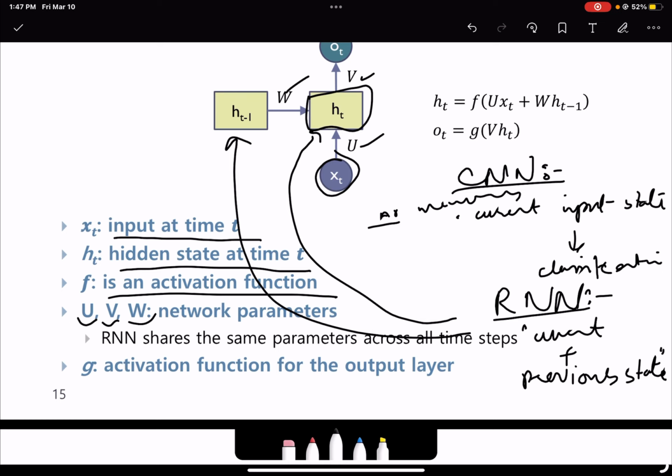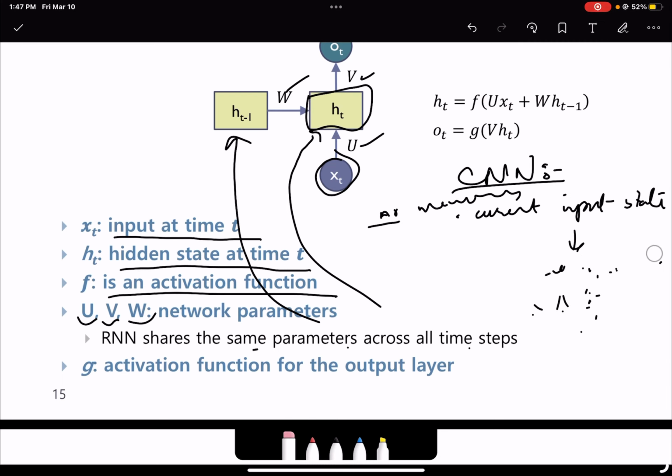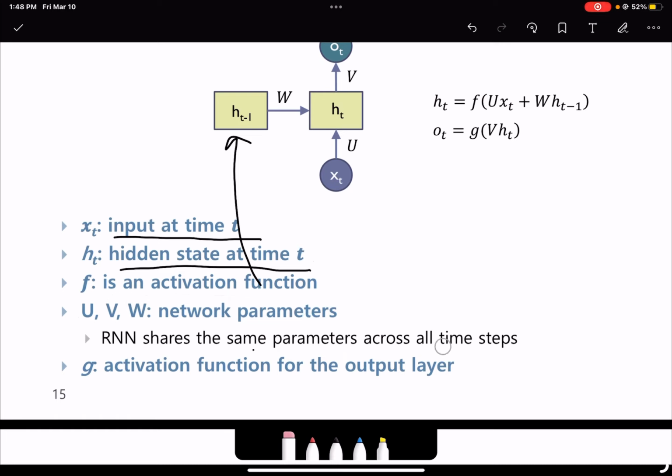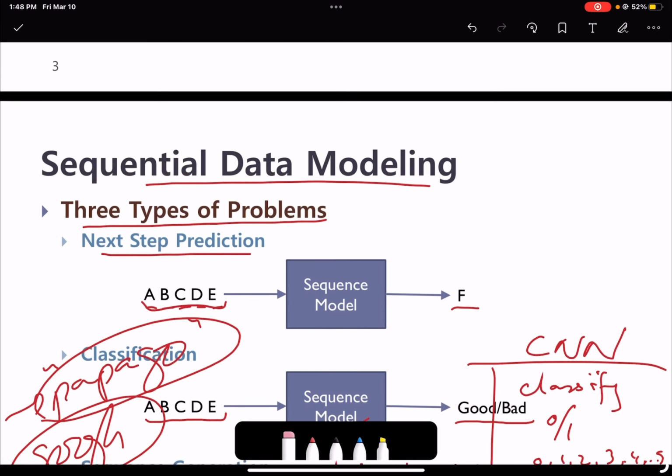Remember one more piece of information I want to give you here: these U, V, W share the same parameters across all time steps. So here we have come across a new concept of time steps. What are time steps in your recurrent neural network or LSTM networks? Let's have a brief discussion on the concept of time steps. First, I will give you a basic idea.